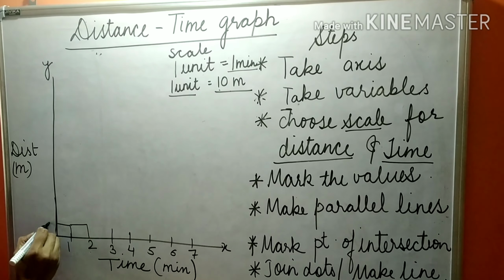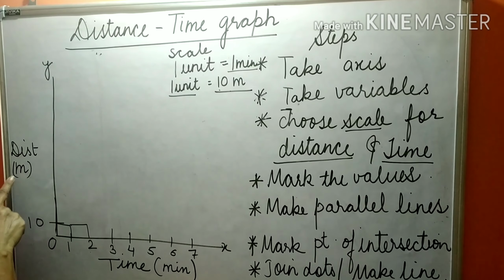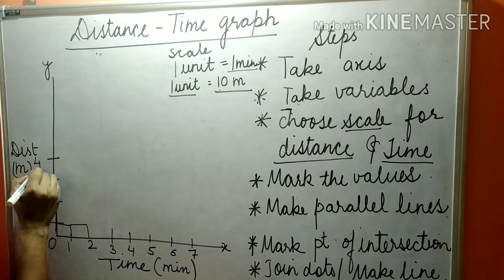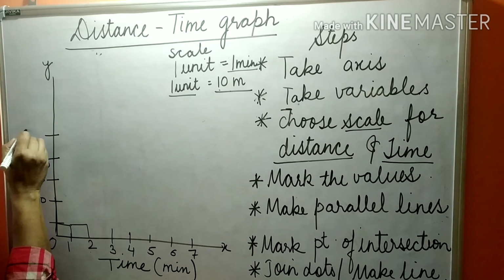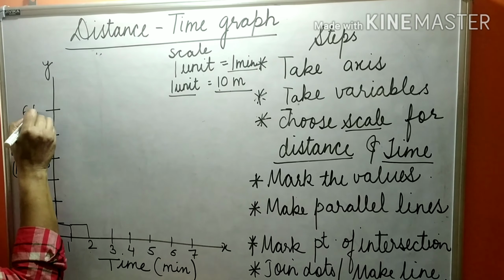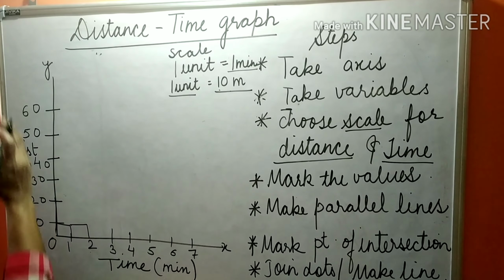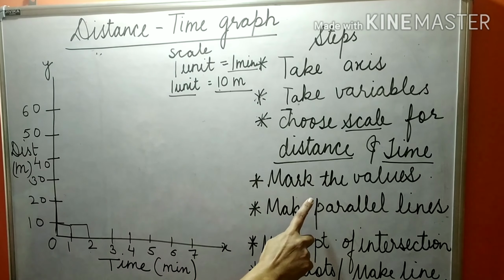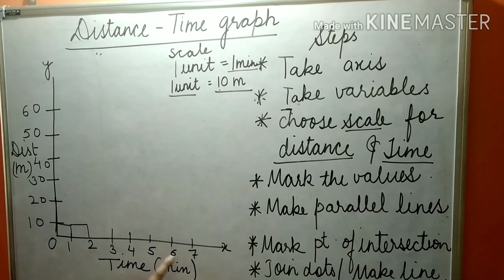Fine. Now on this side also, first it is 10 meter, then again 20 meter, then 30 meter, then 40 meter, then 50 meter, then 60 meter. Fine. So on this side distance is in meter and on this side time is in minutes. Now let's make the graph. So I have chosen a scale. Now mark the values. So I have also put the values.